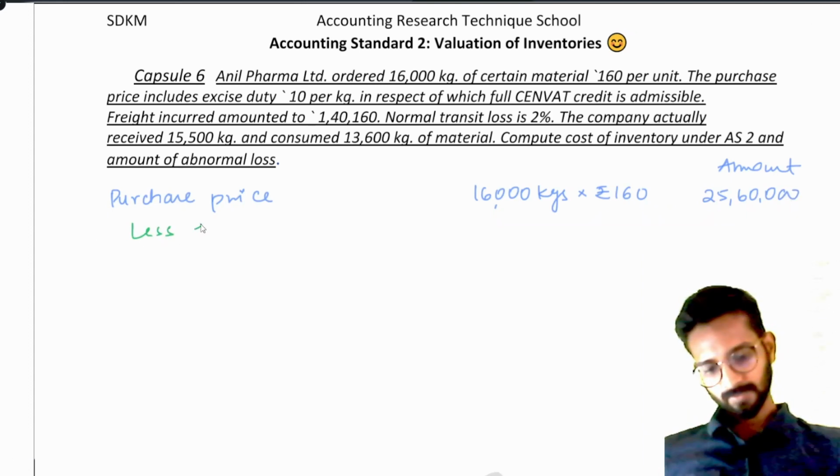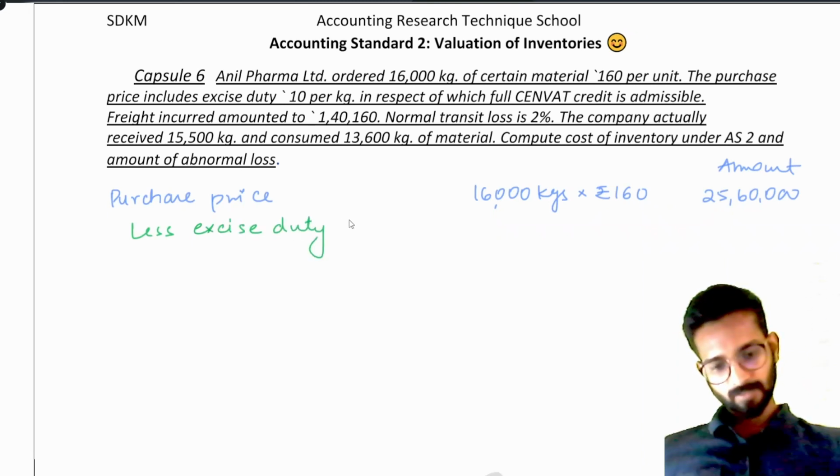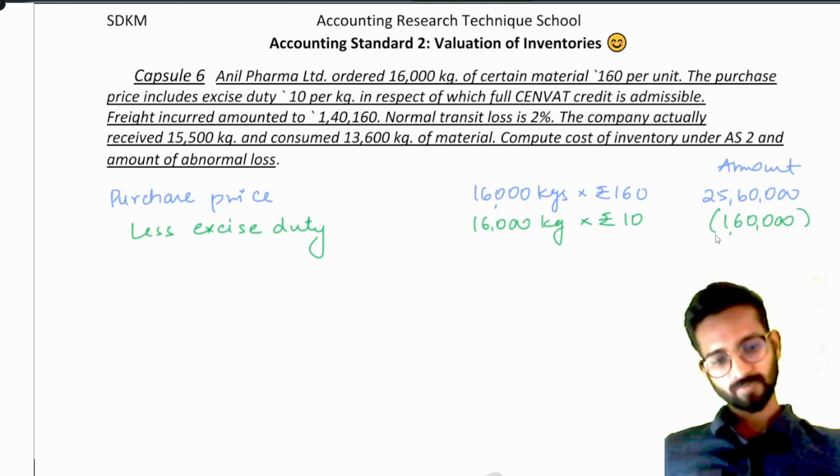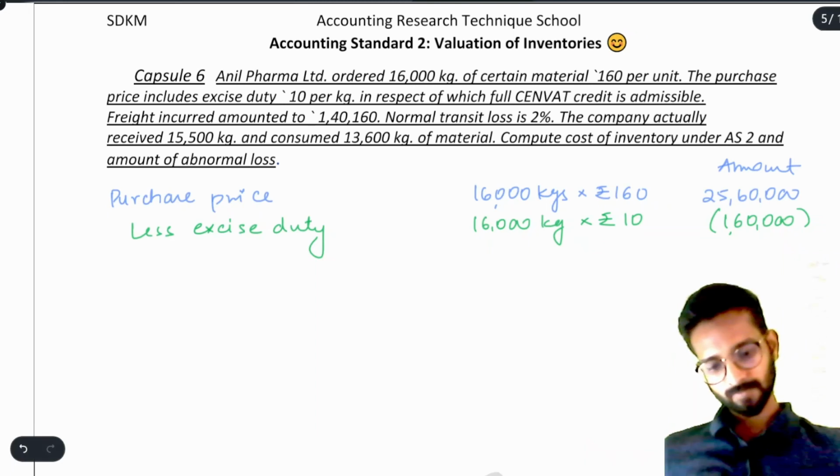Less excise duty, 10 rupees. So again 16,000 kgs into rupees 10, that is 1,60,000. We have to remove that. What we had to add?